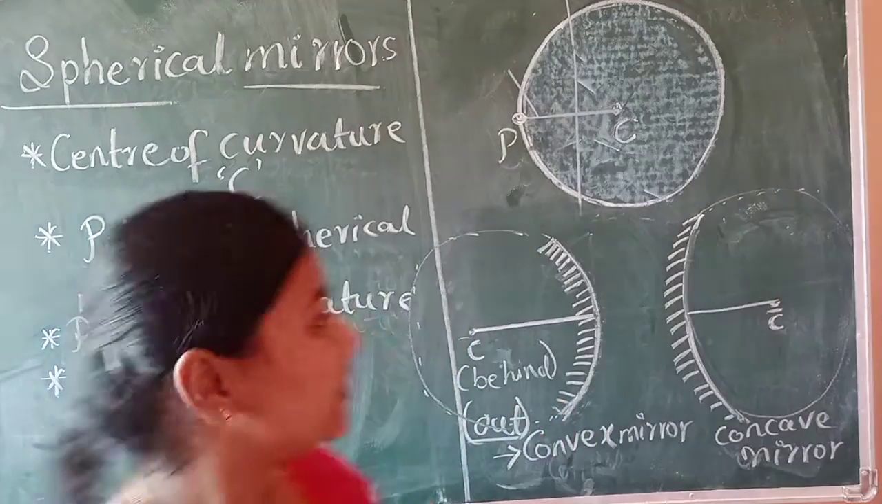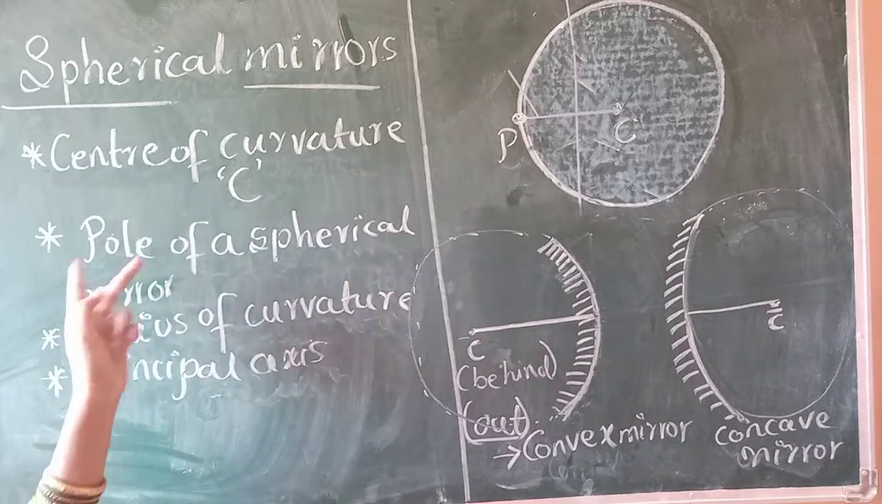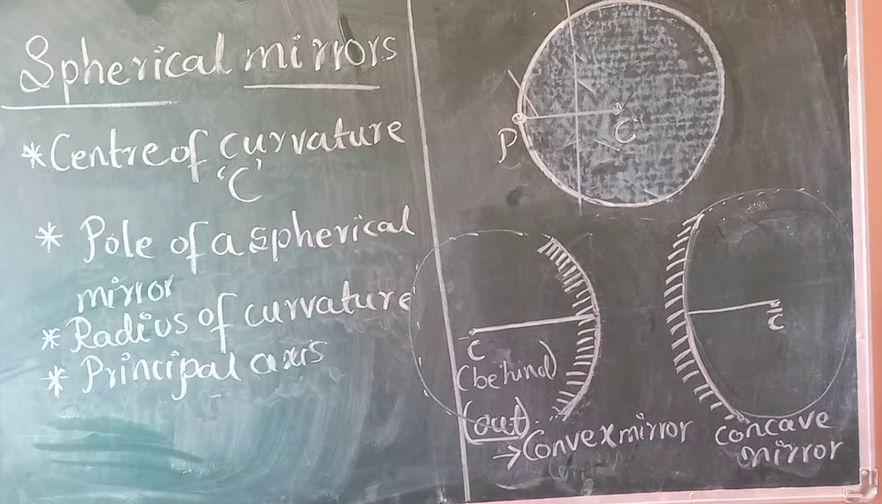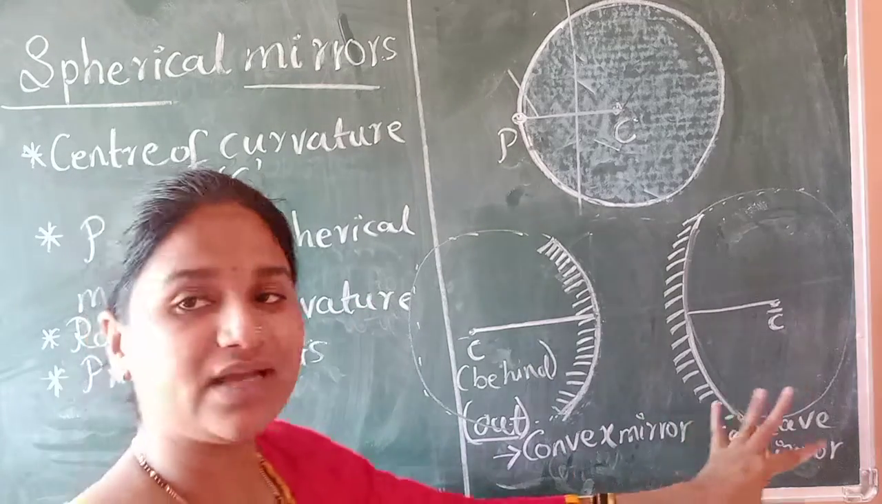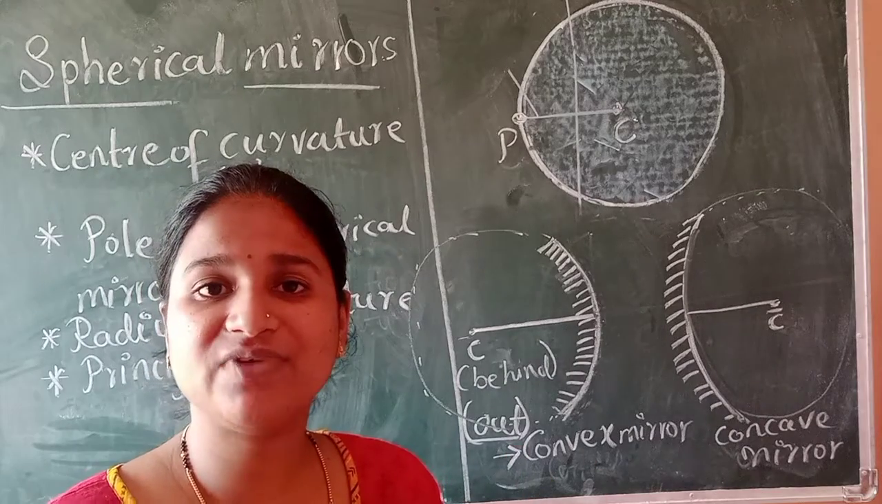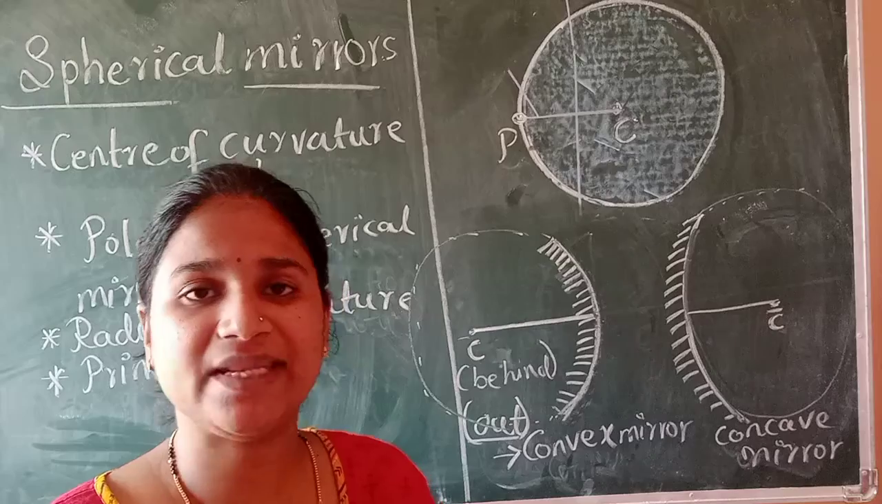Today we learned about the terms of a spherical mirror: center of curvature, pole of a spherical mirror, radius of curvature, and principal axis. Then we also learned about convex mirror and concave mirror. Let us meet in the upcoming session where we are going to learn about the light phenomenon through spherical mirrors.